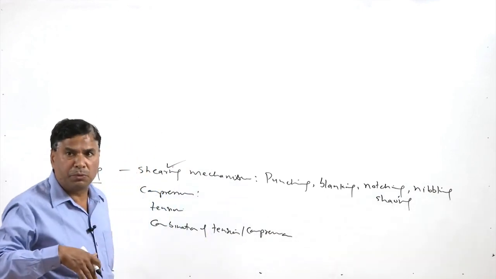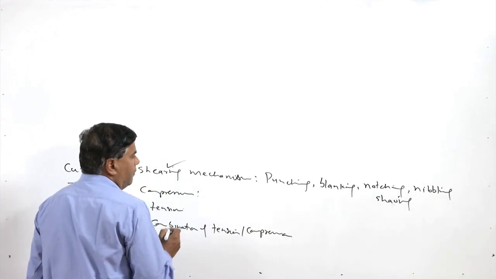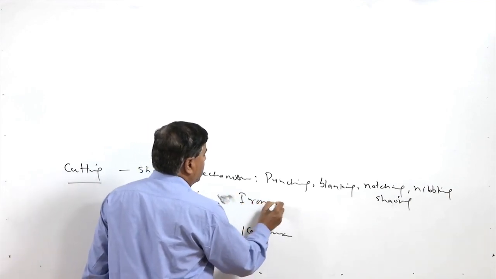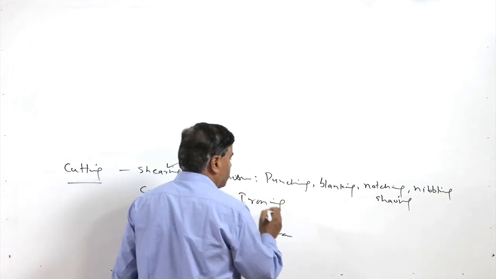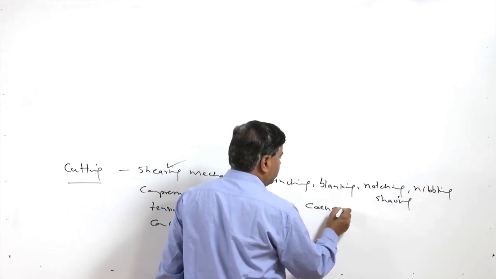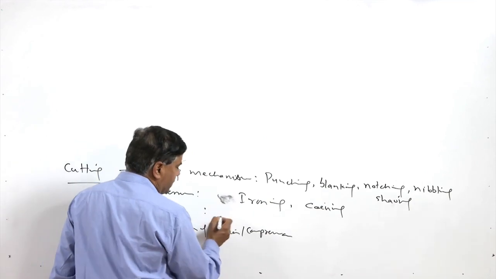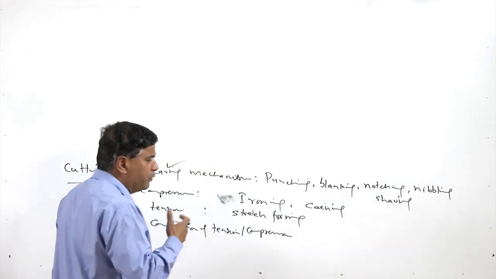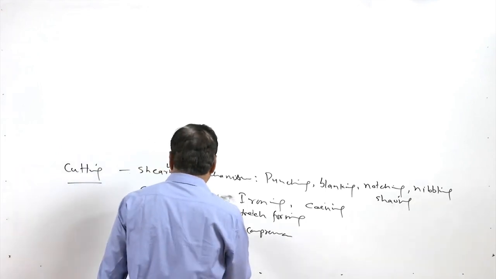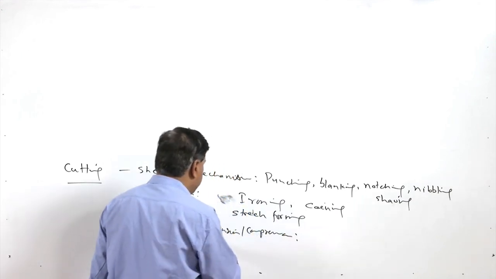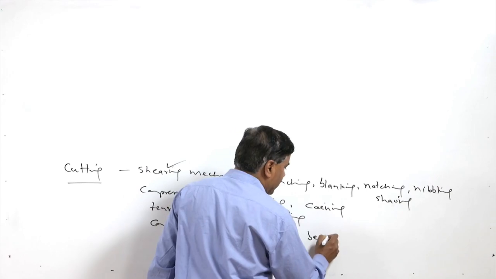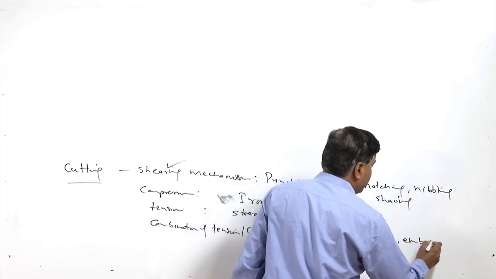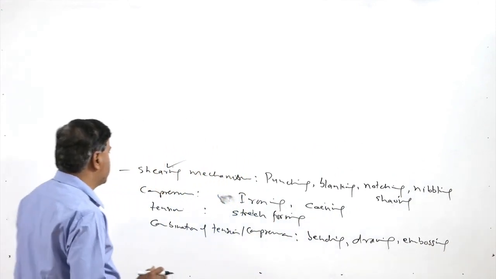Then the operations where sheet metal is subjected to compressive stresses with the application of force include ironing. Ironing is the operation where sheet metal is thinned down, especially in case of cup shaped products, and then coining. Then tension is used in stretch forming, to form the sheet metal in a particular profile. Stretch forming uses tensile stresses. Then a combination of tension and compression both is used in operations like bending, drawing, embossing, etc.